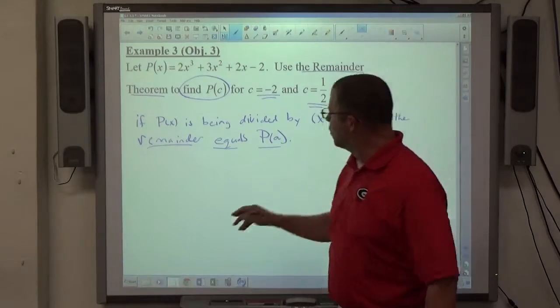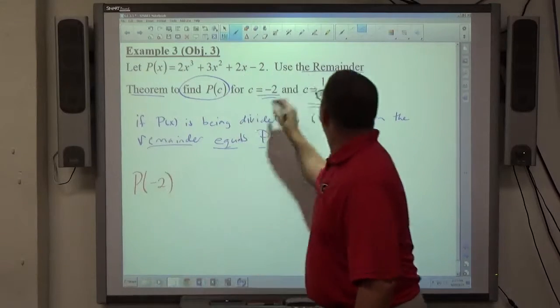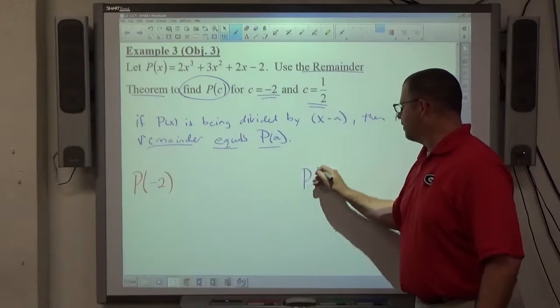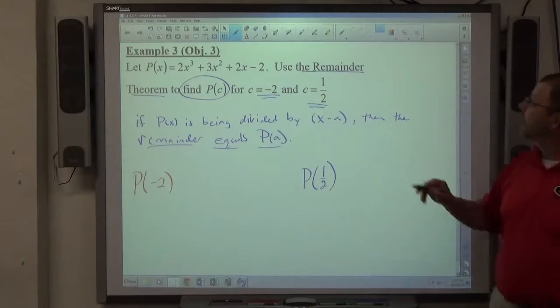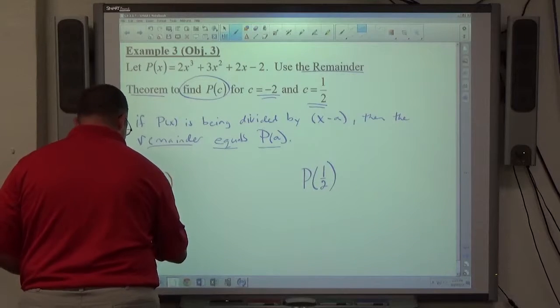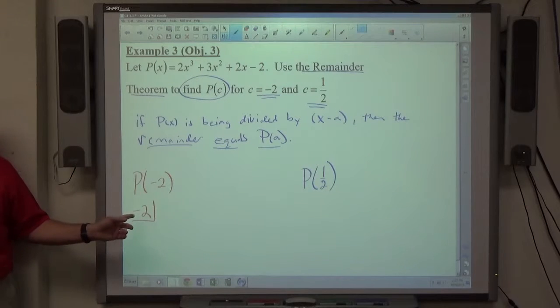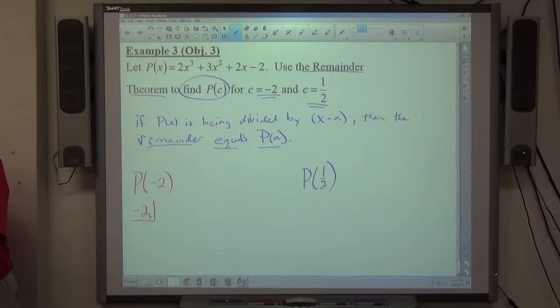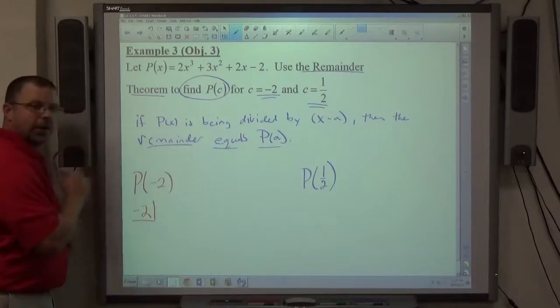So what they want us to do is P of negative 2 and P of 1/2 using the remainder theorem. So it goes like this. I put a negative 2 right here. Okay, this is the one place that messes people up. Because the last problem, what did we do to the number here? We changed the sign, right? We were dividing by x plus 2, so we put a negative 2 there. Here we're trying to evaluate P of negative 2, we put negative 2 in.